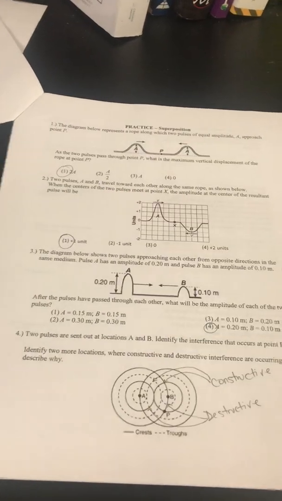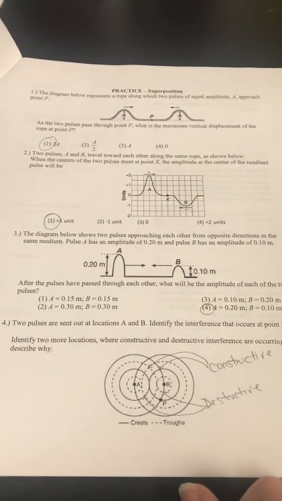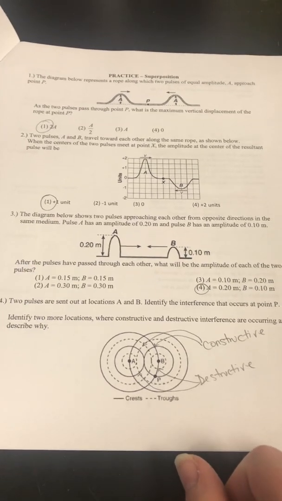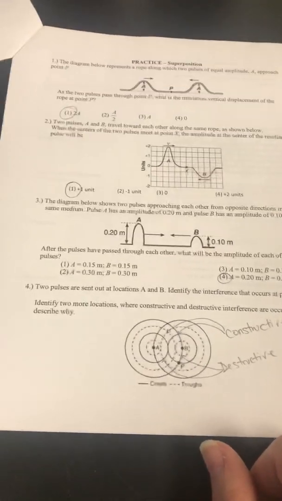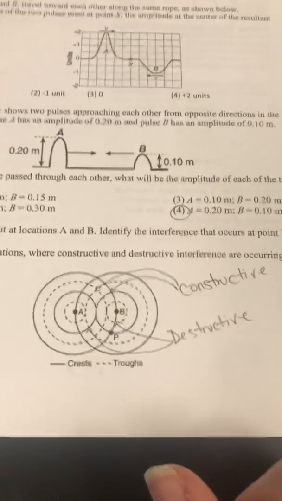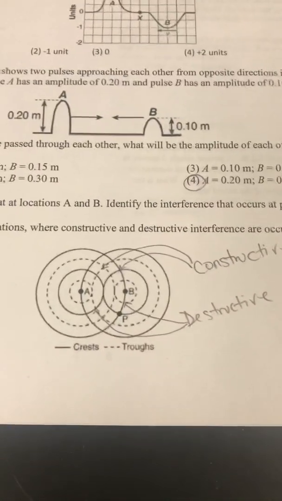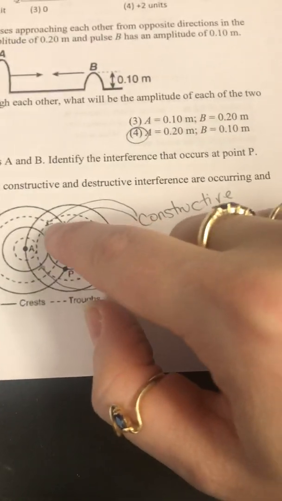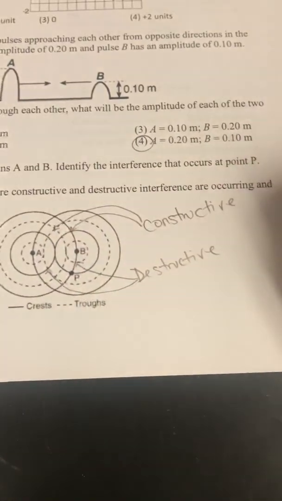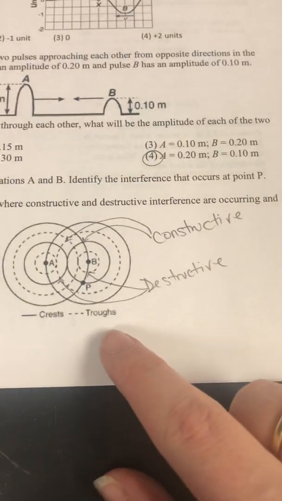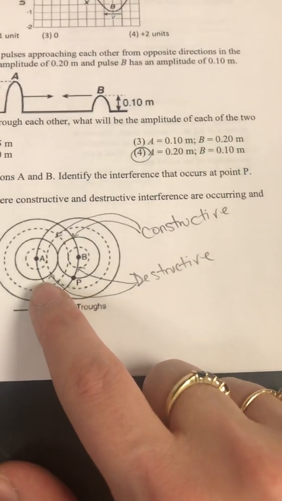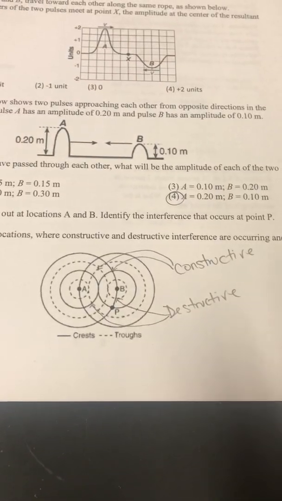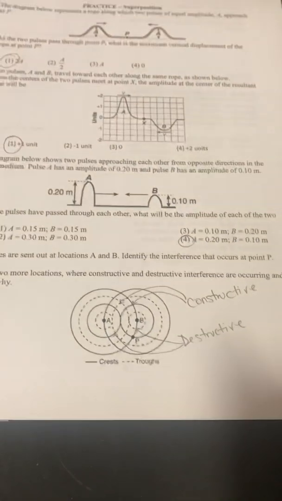This is what you should have gotten for answers. So 1 is 1, 2 is 1, 3 is 4, and 4 has a bunch of different answers. Basically, constructive occurs whenever you have a solid line meeting a solid line, or a dotted line meeting a dotted line. Destructive occurs whenever you have a dotted meeting a solid at any spot here. Again, constructive is where they're going to add together, destructive is where they're going to subtract.